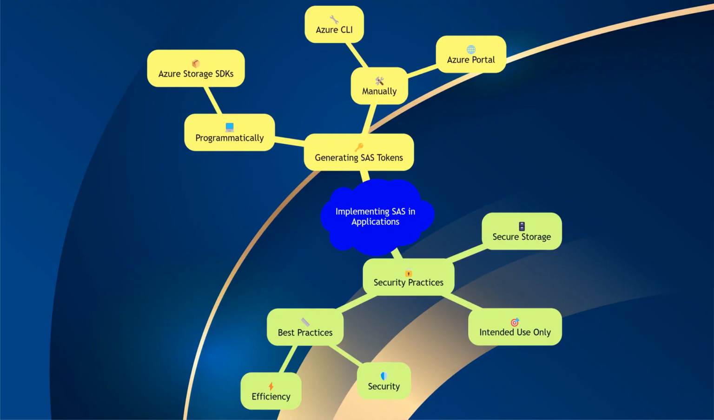Implementing SAS in your applications involves generating SAS tokens and using them to access Azure storage resources. This can be done programmatically using Azure Storage SDKs or manually using Azure CLI or Azure Portal. When implementing SAS in your applications, it's important to securely store and manage the SAS tokens, ensure that they are used only for their intended purpose, and follow best practices for security and efficiency.